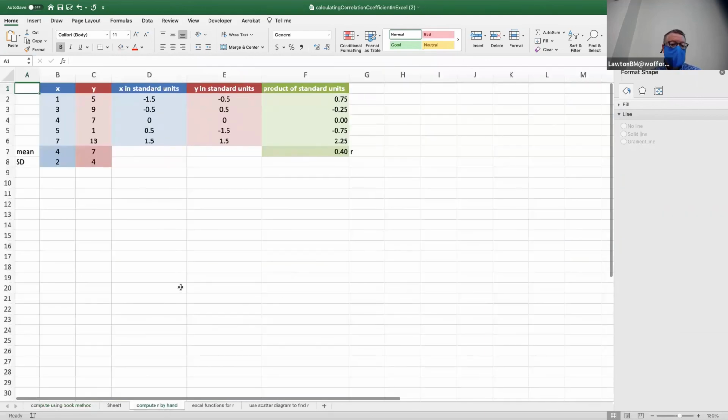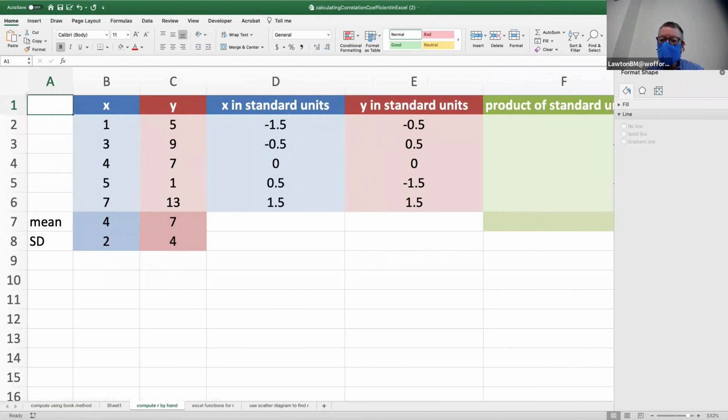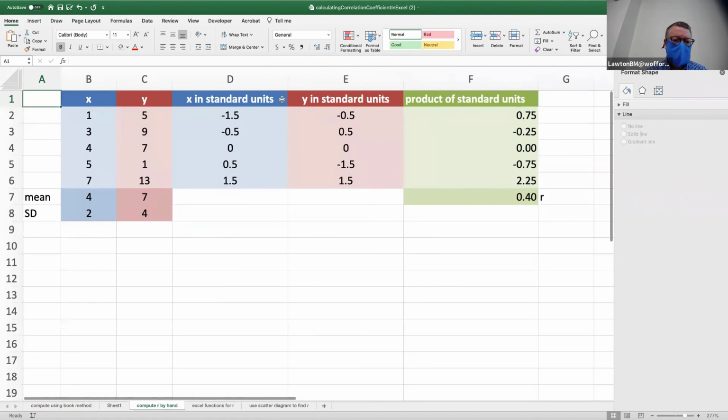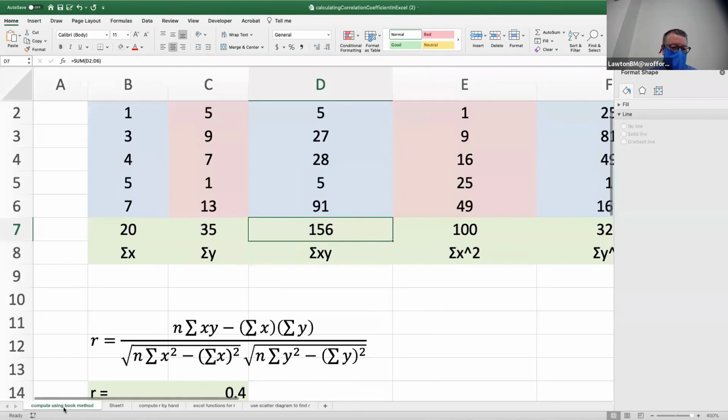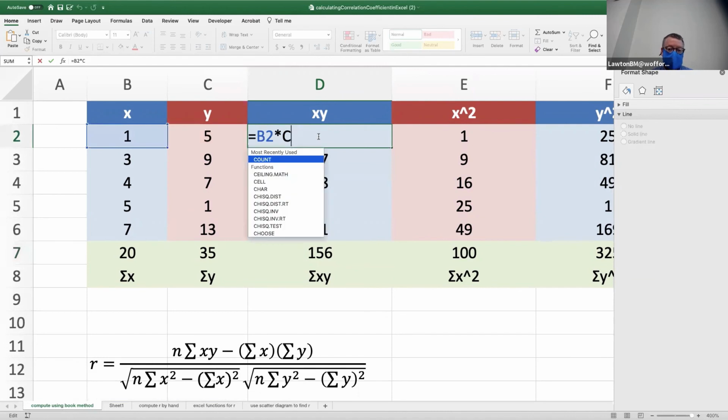I have another way that I like a lot better. It's called using standard units. And we'll use standard units a lot throughout this course. Okay. And just before I move on there, this was the sum of x times y. I said 1 times 5, and then I added them all up.